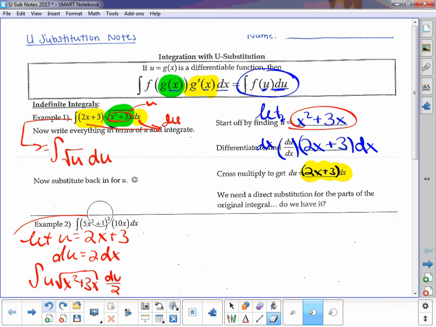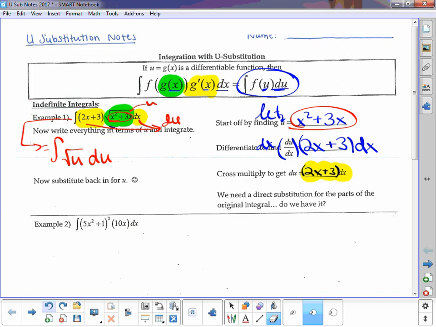And the reason why we're choosing to do that is because we know that the chain rule is what causes this yellow to show up. So we want it to be that inside, because when we take the derivative of the inside, we counteract that chain rule.